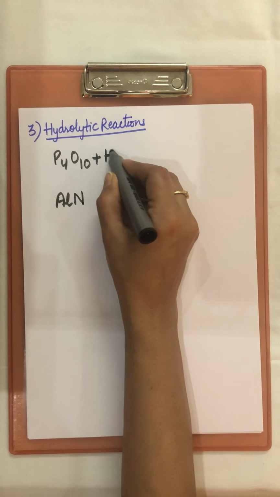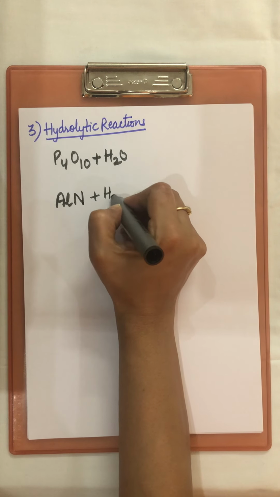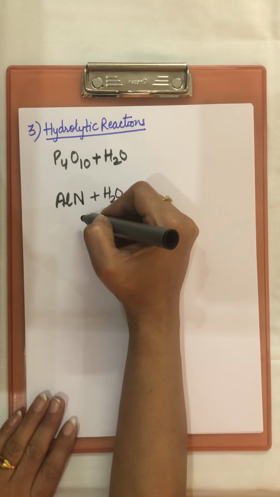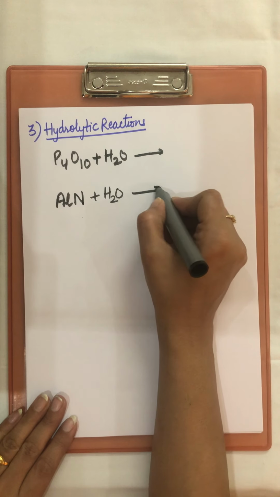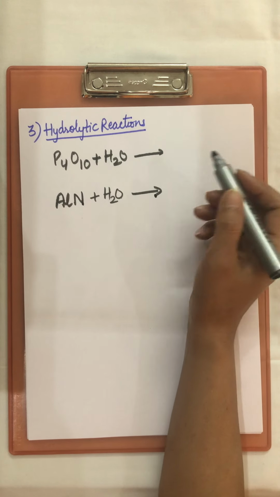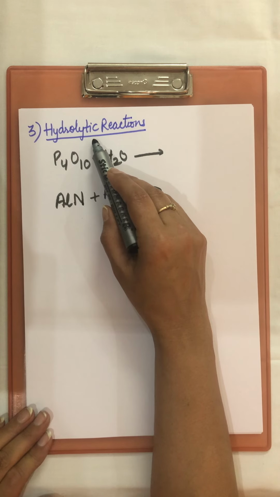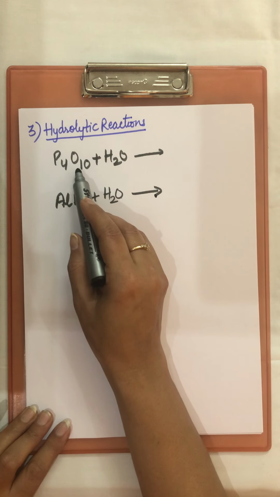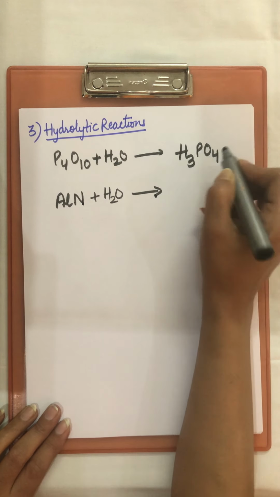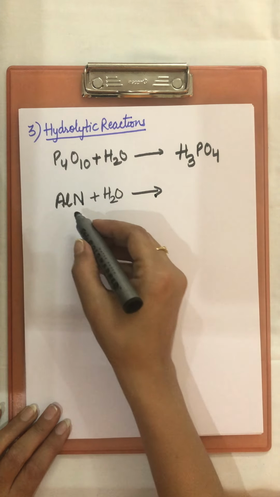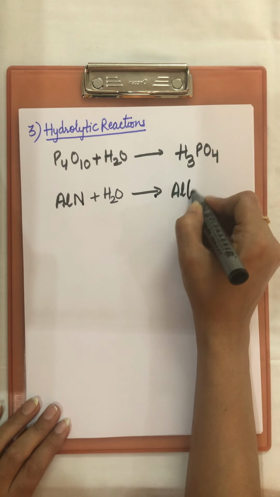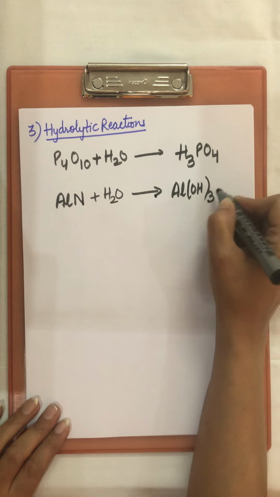When water reacts with these, water hydrolyzes these oxides, hydrides and nitrides of metals and non-metals to form acid or base. So if in any reaction water is reacting and forming acid or base, that is called a hydrolytic reaction. When water reacts with non-metal oxides, an acid is formed. This acid is phosphoric acid. And when reacted with the nitride of a metal, a base, aluminium hydroxide, is forming here.